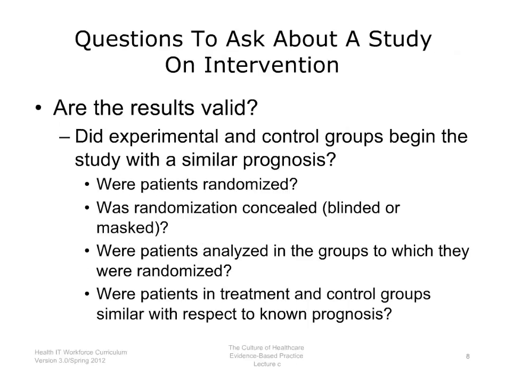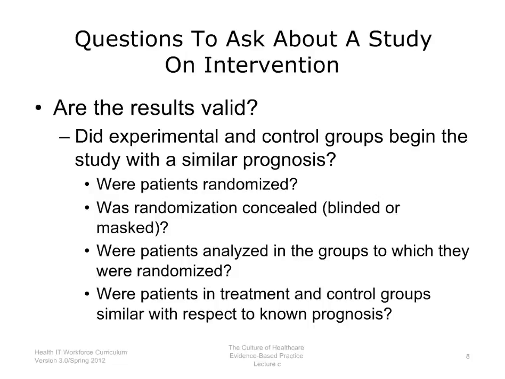To determine whether results are valid, we ask if the experimental and control groups began the study with a similar prognosis. Were the patient groups identical? Were the patients then randomized into the control or experimental treatment? Was the randomization concealed from the clinician? Did the clinician have absolutely no role in the randomization? Because if the clinician can bias the randomization, then they will bias the trial.